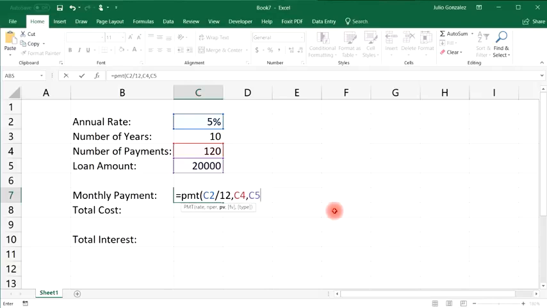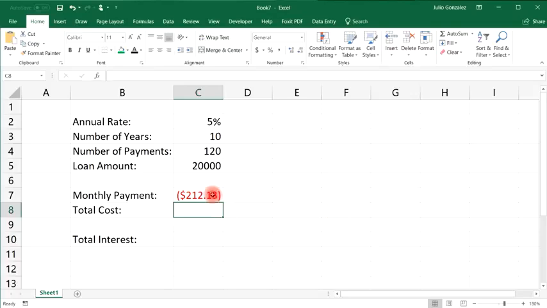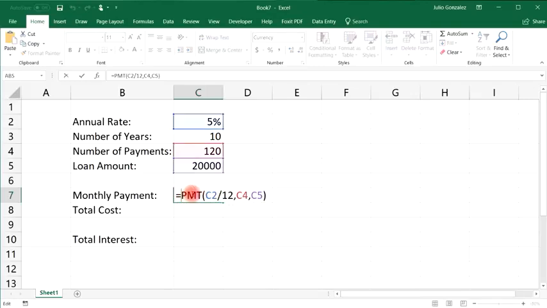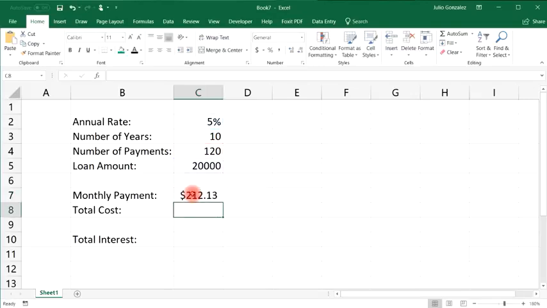The other two arguments we don't need right now. So let's close the parentheses. And so the monthly payment is going to be $212.13. If you add a negative sign, you can get rid of the negative value. And so you can make it look like that.